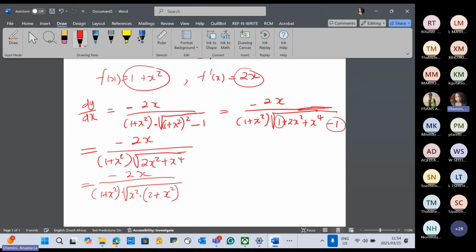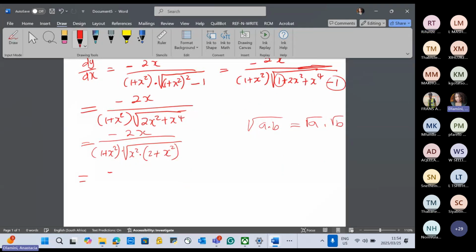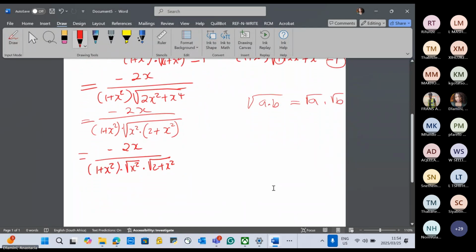Are we all together? Yes, ma'am. And we know that the square root of a times b is the same as the square root of a times the square root of b, right? Yes. So meaning that this is equal to minus 2x over 1 plus x squared times the square root of x squared times the square root of 2 plus x squared. I'm not losing anyone.